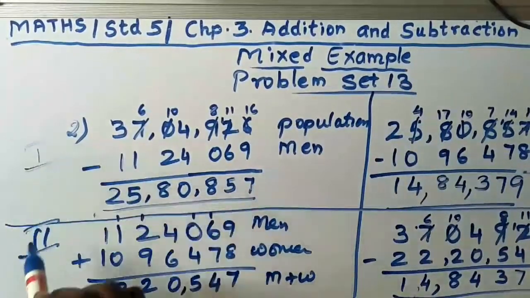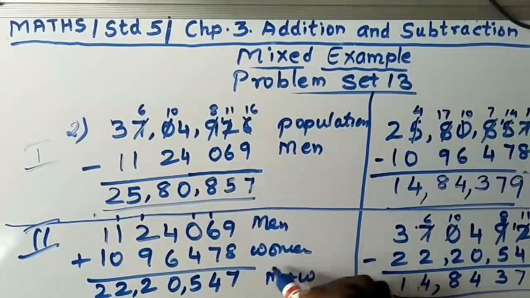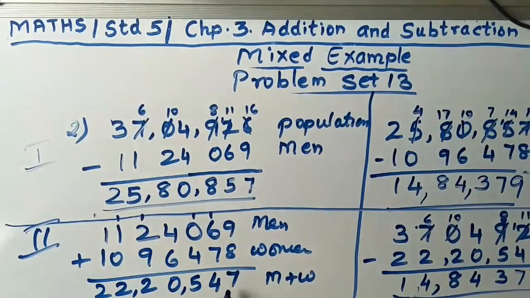Second method, the first method. Second method is I have added the men and the women. I got the total number of men and women is 22,20,547. Total number of population is 37,04,926. From this total number of population, these are the number of men and women. So I removed this men and women by subtracting. So when I removed this from this number, I got this answer. This is the total number of children.